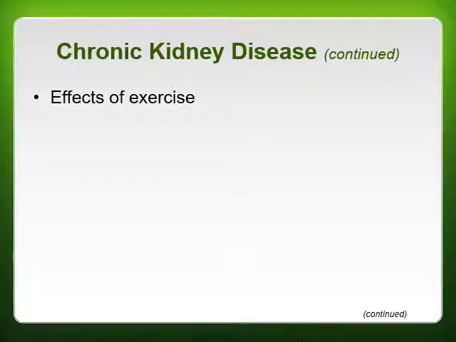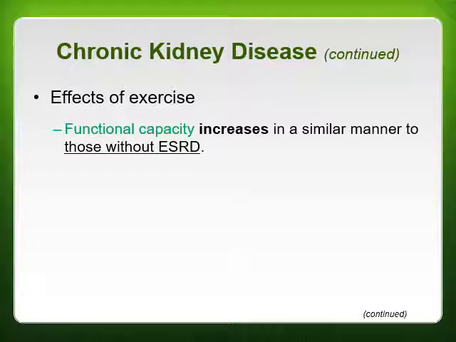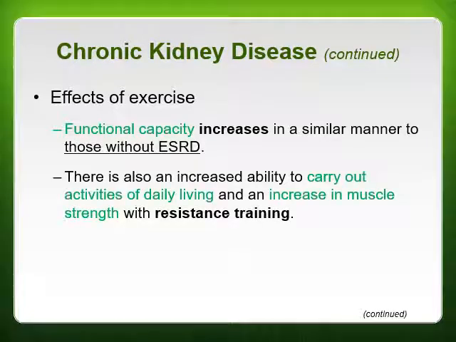So what can exercise do to make things better for someone with chronic kidney disease? This is getting down to the very end of it now. Functional capacity increases in a similar manner to those without end-stage renal disease. So they can actually get better at breathing, using oxygen, pumping it through the heart, and getting it to the body. There's also an increased ability to carry out activities of daily living.